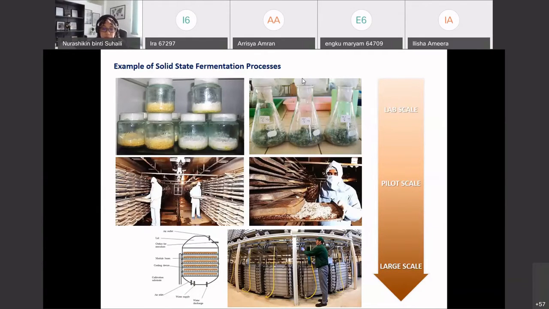It's only some of the differences. It's not all the differences, but you can see that there are many things that we want to consider whenever we upscale, we increase the scale of the fermentation. And not just for solid state, but also for liquid state fermentation. But in this case, it's for solid state fermentation.